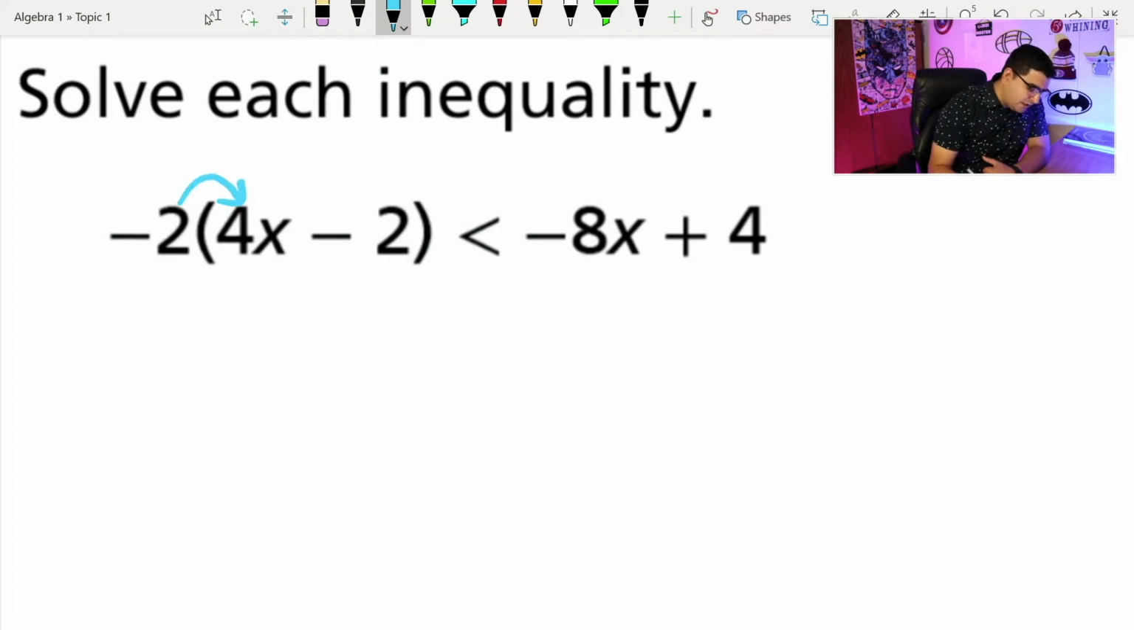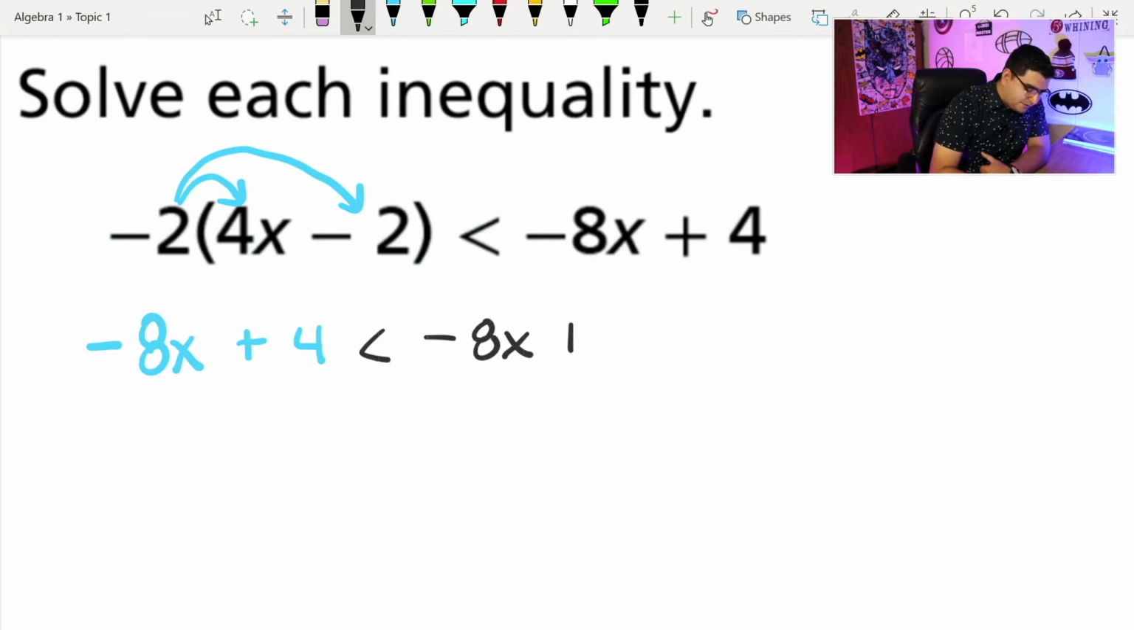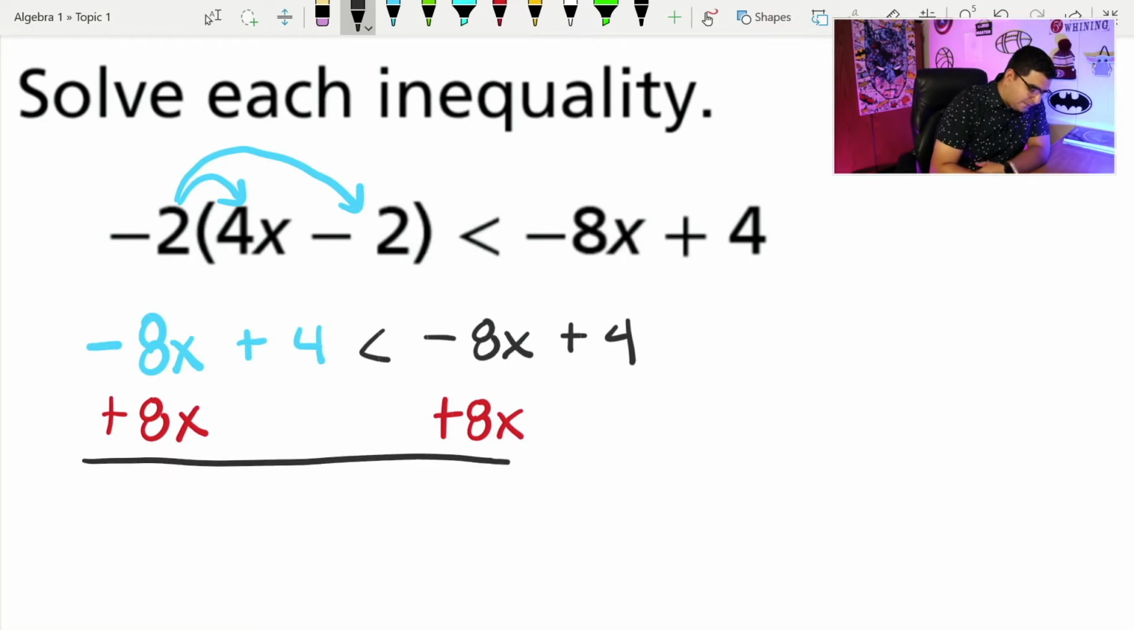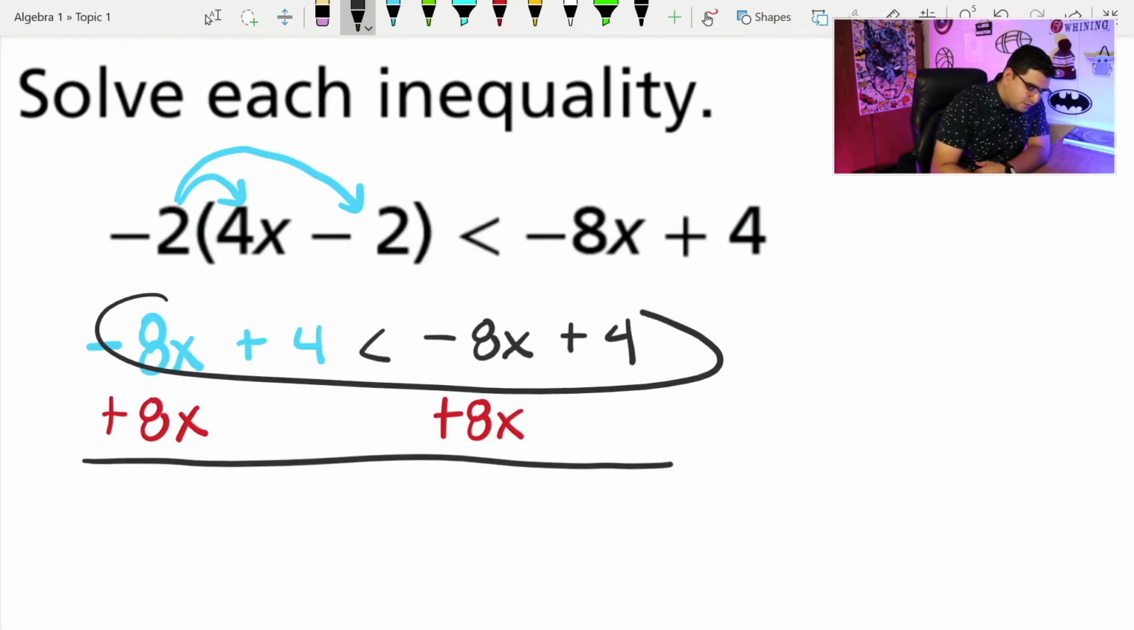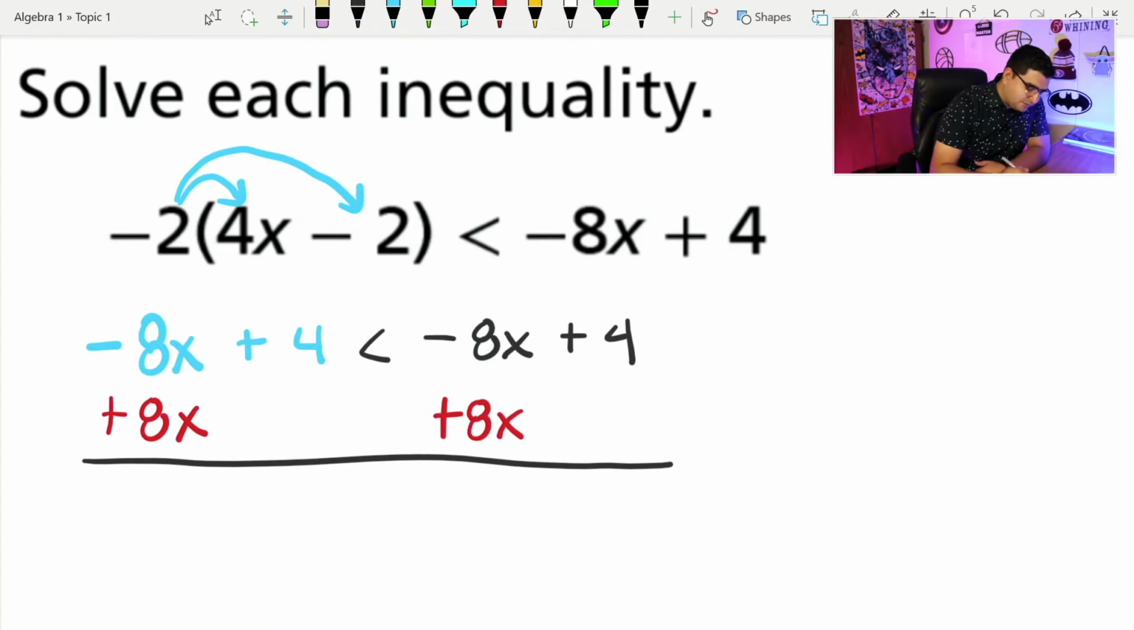I'm going to do negative 2 times 4x, which gets me negative 8x. Then I'm going to follow that by doing negative 2 times a negative 2, which gets me a positive 4. All this is less than negative 8x plus 4. Now we are going to add 8x to both sides, and we see something special happen here. You might have noticed that these two are the exact same thing written twice.